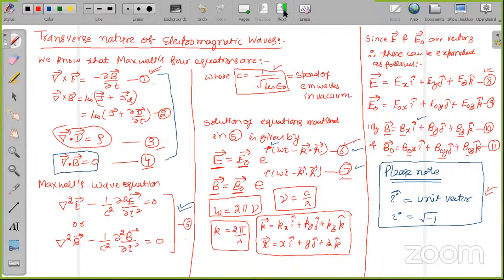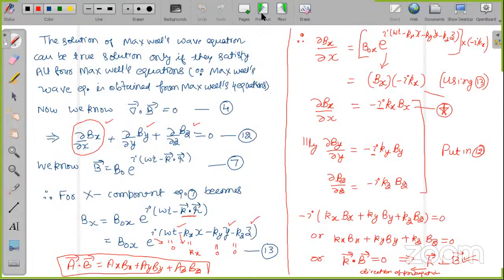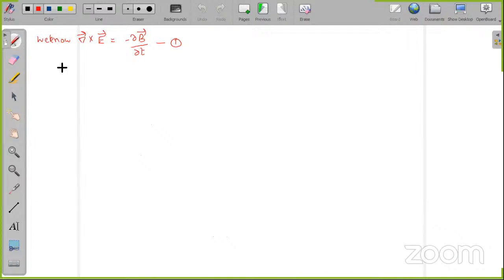Now you should mute yourself for some time. I will try to hurry up through this part. I am going to write these equations for you on the page. So we know del cross E is equal to minus curly B vector upon curly T. This was equation number 1. And these two are equations number 6 and 7.